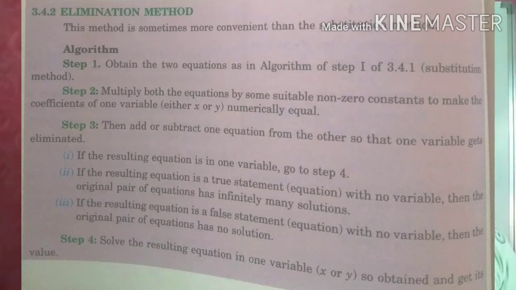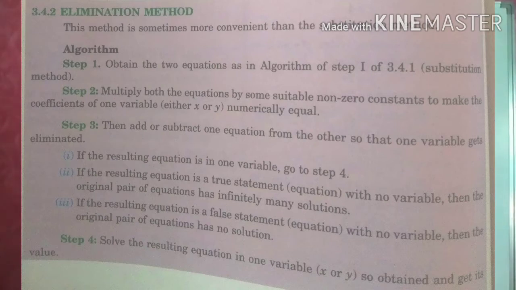So what is given in that? If the equation is a true statement, then it has infinitely many solutions. And if the statement has no variable and is false, then it has no solution. Now go on to step 4.